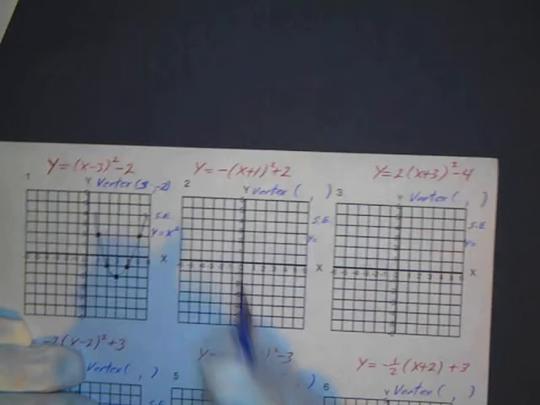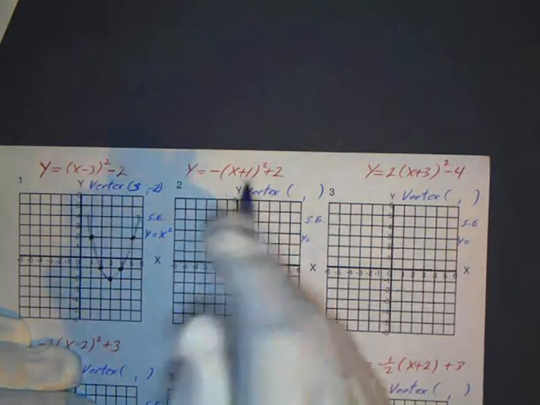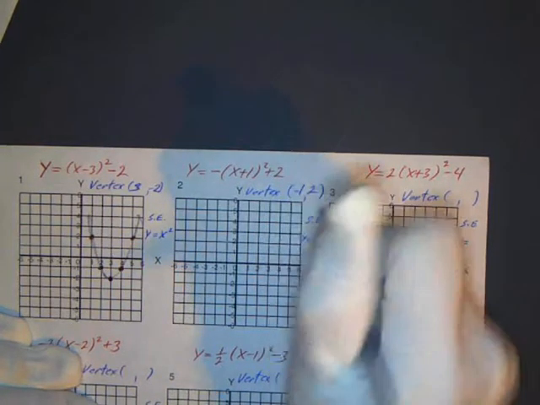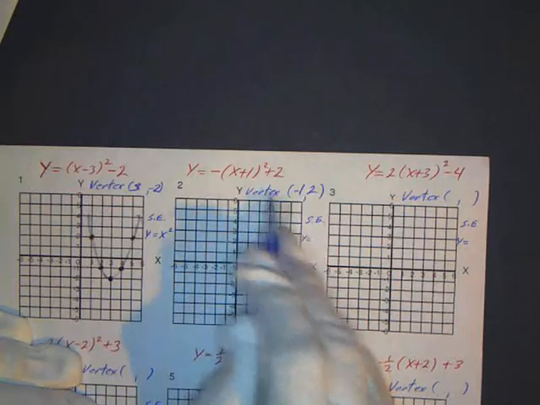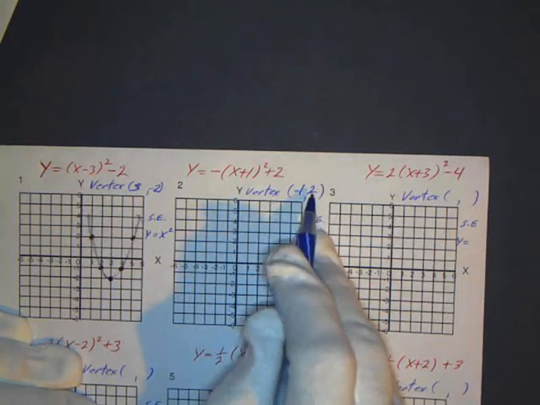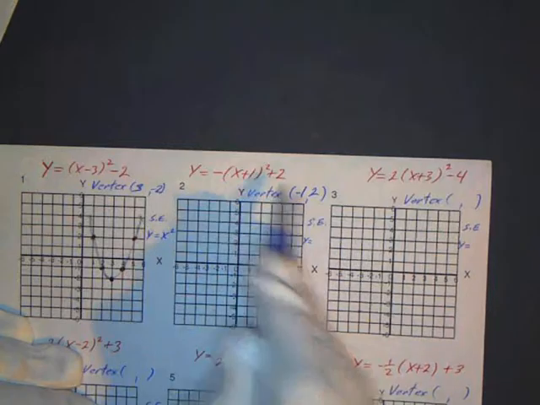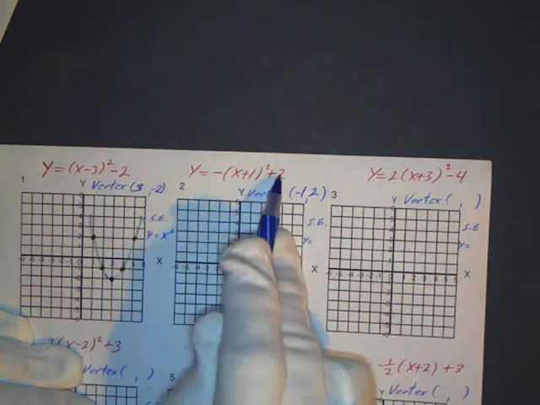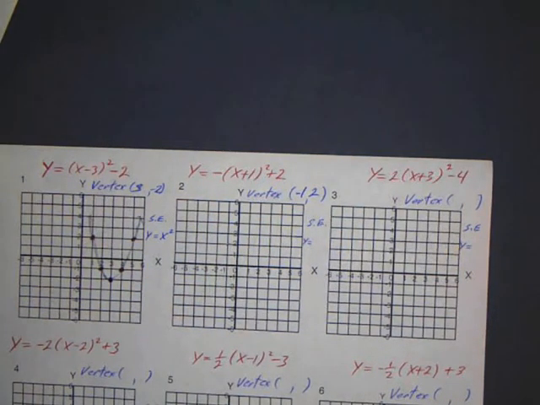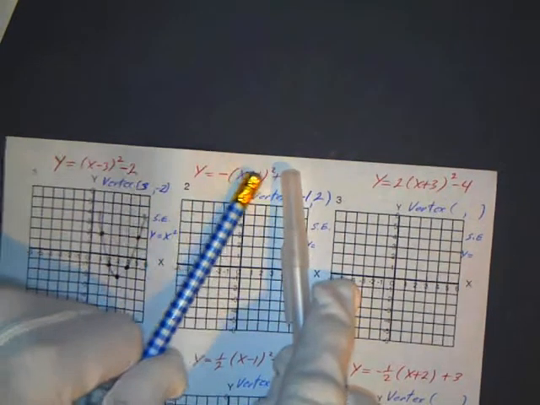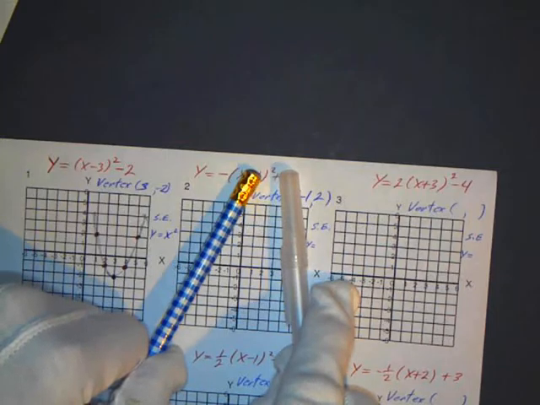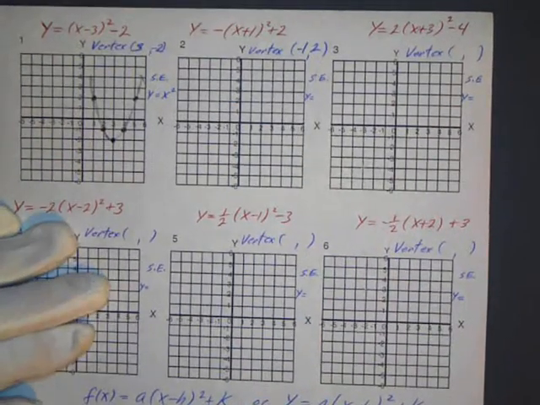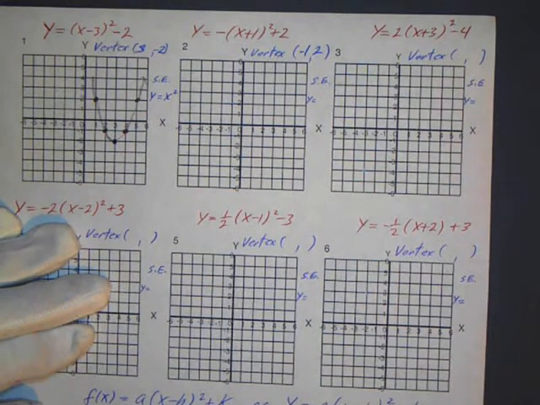All right, let's take a look at the second example. Where's my vertex? Well, opposite sign, so it's going to be negative 1, and same sign, 2. So that's my horizontal shift, 1 to the left, and vertical shift up 2. And then my shape equation will be everything without the shifts. So I take out the 1 and take out the 2, and you can kind of cover those up if you want. All that's left is y equals negative x squared. So that's my shape equation.